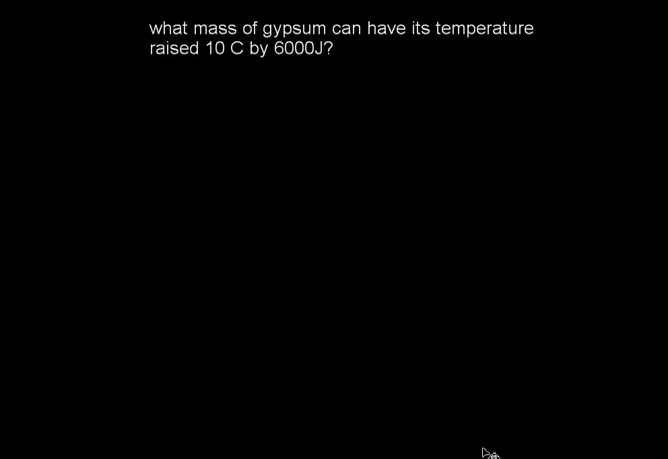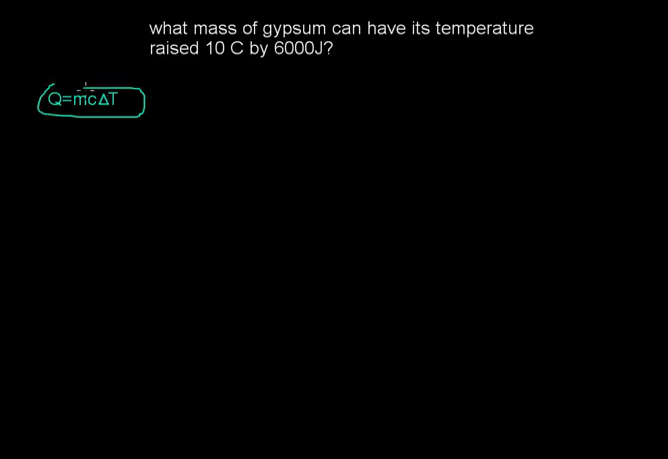Alright, we're given this question for our chemistry: the relationship between thermal energy, specific heat capacity, mass, and temperature change. So this question is given to us: what mass of gypsum can have its temperature raised 10 degrees Celsius by 6,000 joules? Gypsum is basically just a substance, so the specific heat capacity of gypsum is 1.09. So we're going to have to know that because of this formula right over here.